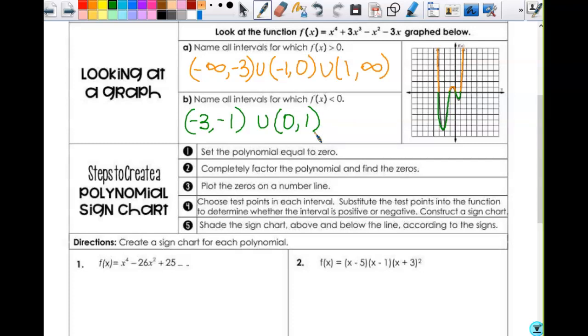So visually, that's what it means for it to be positive or negative. It's either in the positive y's or it's in the negative y's. My intervals, again, though, are always intervals of x, always intervals of the domain.